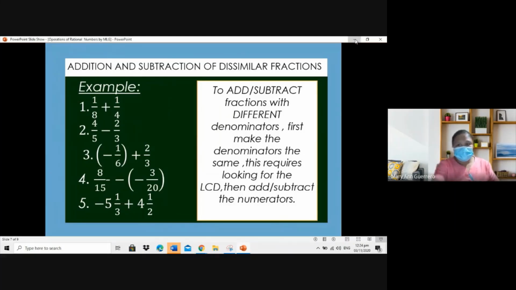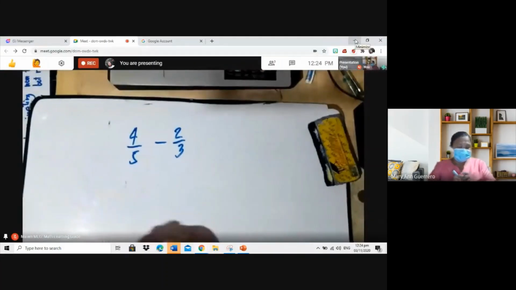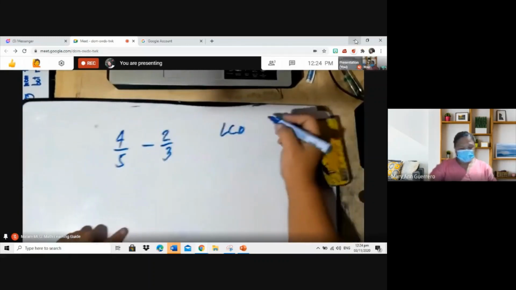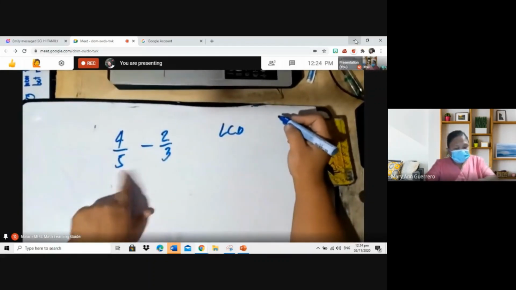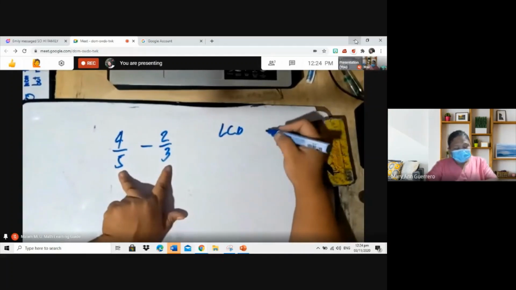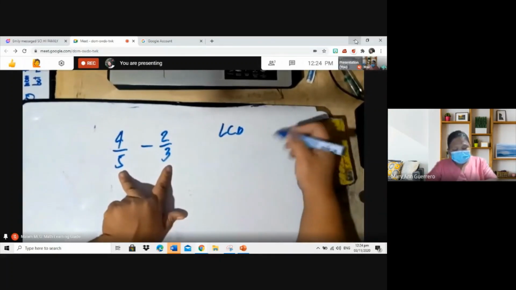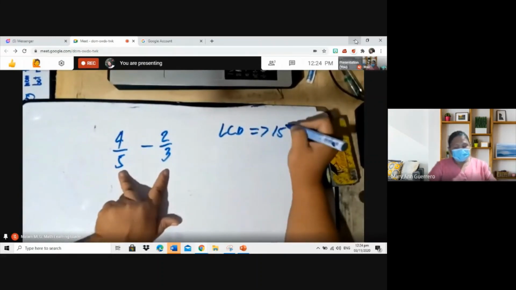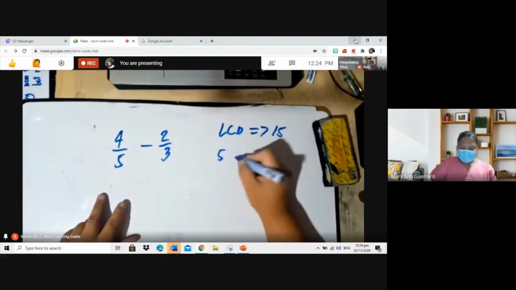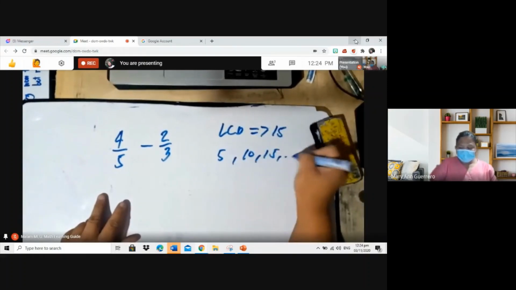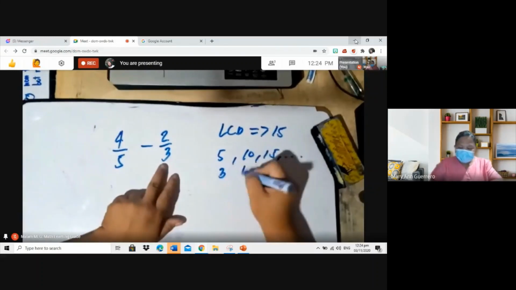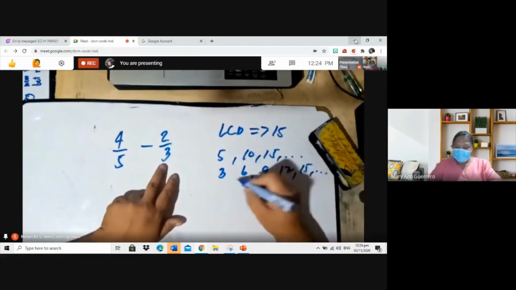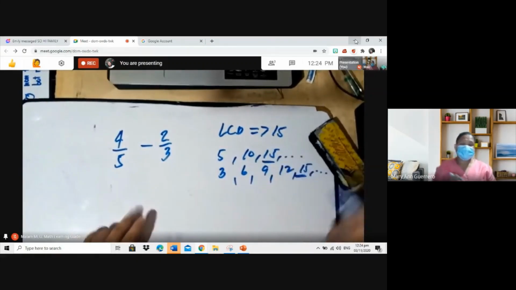4/5 minus 2/3. Okay, so what is the LCD of 5 and 3? Do they have the same factor? They do not have the same factor, so just multiply to get the LCD. So that is 15. By LCM, that is 5, 10, 15, and so on. 3, 6, 9, 12, 15, and so on. So what's the LCD? That is 15.